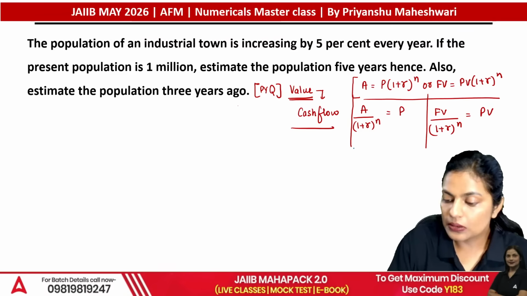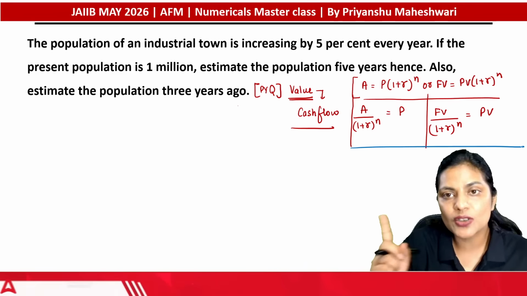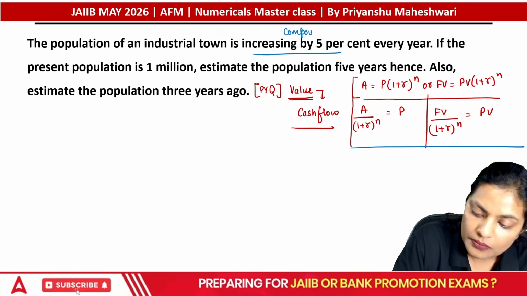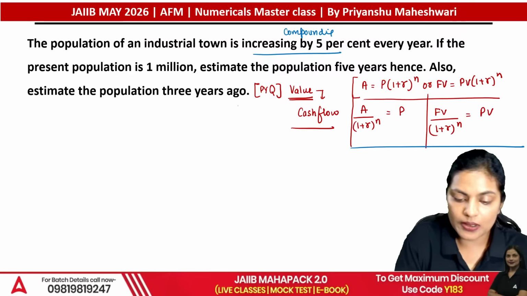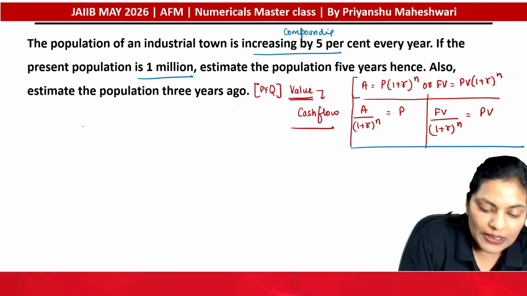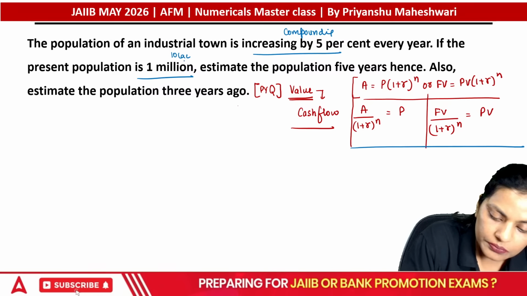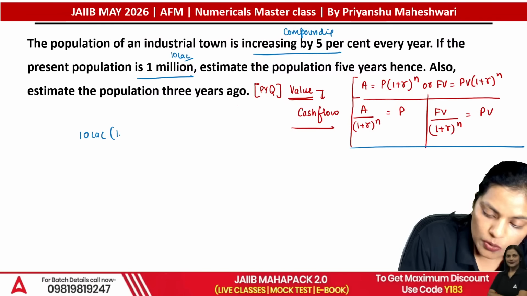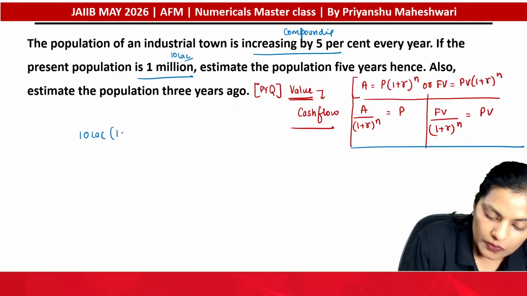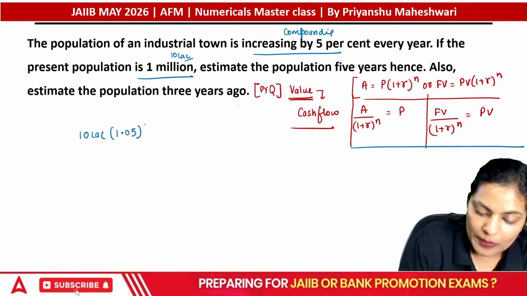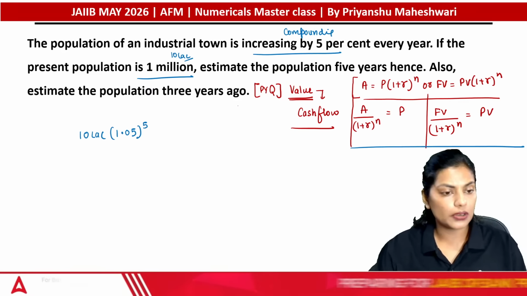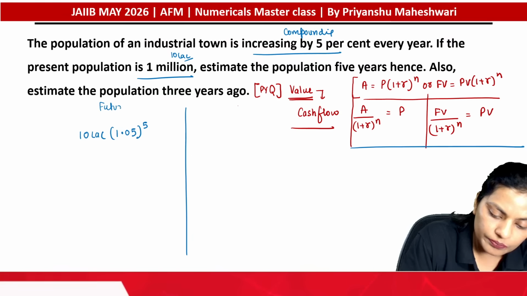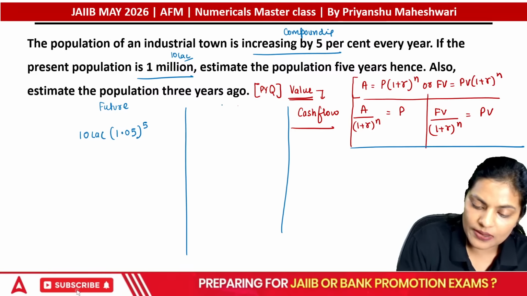Now, the population is growing, right? So if it is growing, it is increasing, that means compounding. Correct? How do we calculate it? The first thing is 1 million. 1 million means 10 lakh. Correct? So, 10 lakh into 1.05 and how many years? 5 years. You know how to calculate the power? That's the future. And then they have also asked for past data.